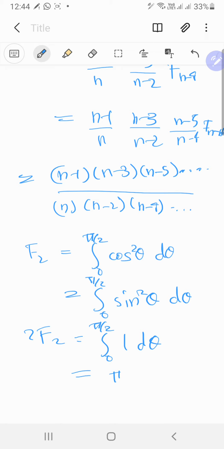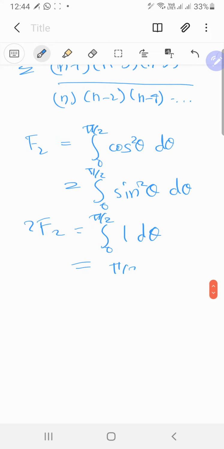This is really weird. I wasn't expecting this to be pi upon 2, but well, whatever. So this is actually pi upon 2. Am I going wrong somewhere? Well, I don't think so. I mean, this reasoning is in fact correct that cosine can be replaced by sine. So that should be correct.